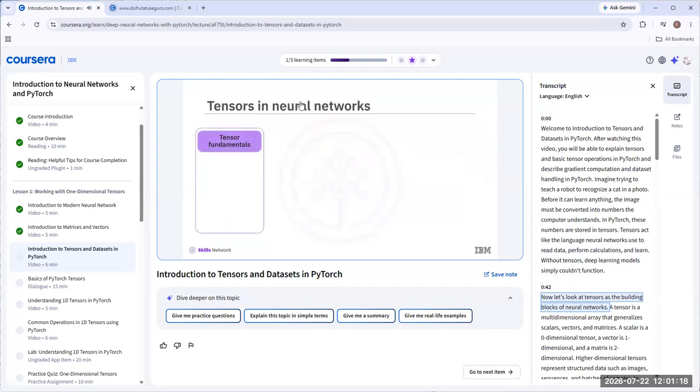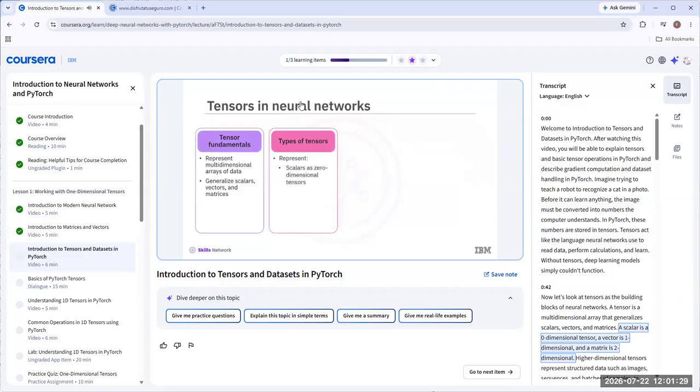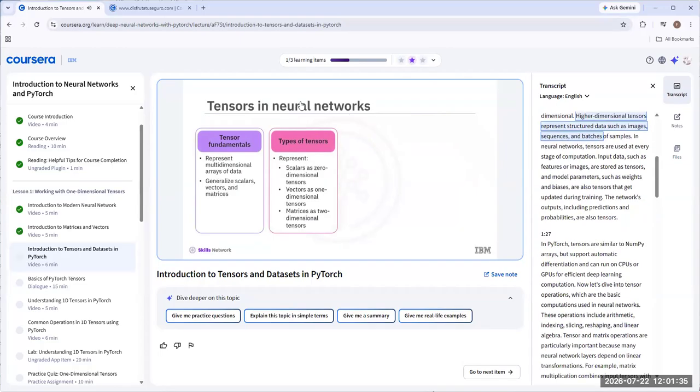Now, let's look at tensors as the building blocks of neural networks. A tensor is a multidimensional array that generalizes scalars, vectors, and matrices. A scalar is a zero-dimensional tensor, a vector is one-dimensional, and a matrix is two-dimensional. Higher dimensional tensors represent structured data such as images, sequences, and batches of samples.